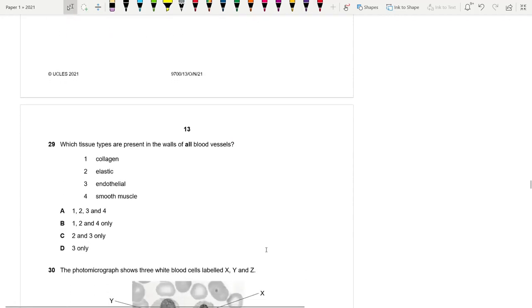29. Which tissue types are present in the walls of all blood vessels? In all blood vessels we obviously have, remember, only endothelial tissue, because in capillaries we only have endothelium, nothing else. We may have elastic tissue and smooth muscle tissue in veins and arteries, but in capillaries we only have endothelial tissue. It's a trick question.